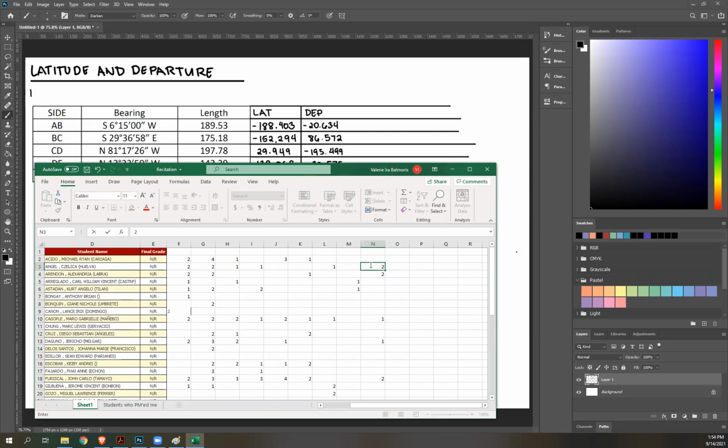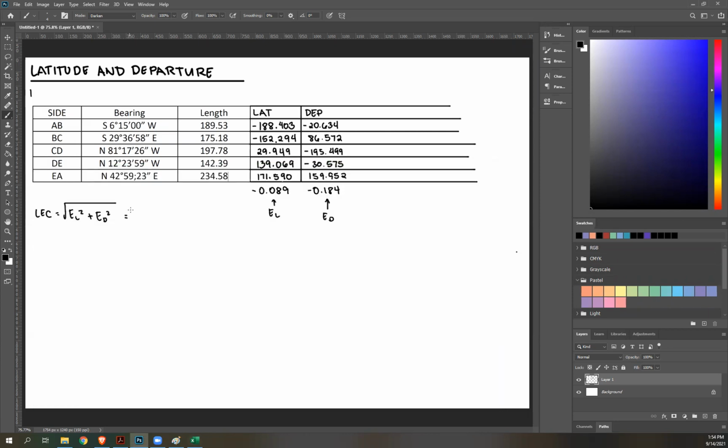Okay. 0.224. There's no units given. Okay, so let's just assume this is in meters. In the exam, the units will be given. If not, then that's in meters. All right. Yes, the error of latitude and departure is the summation if it's not zero. So this is immediately the error.